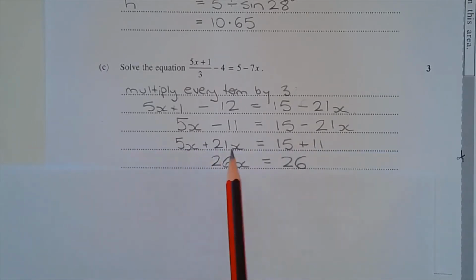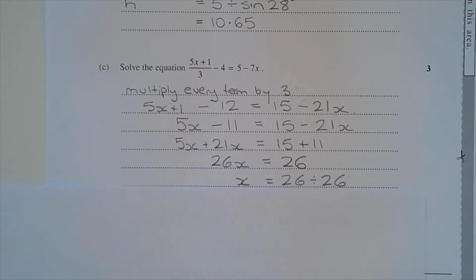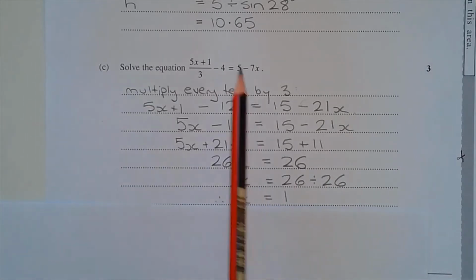So 5x + 21x, you get 26x equals 15 + 11, which equals 26. And of course, dividing both sides by 26, x equals 26 divided by 26. We have, therefore, x equals 1 as the solution to this equation.